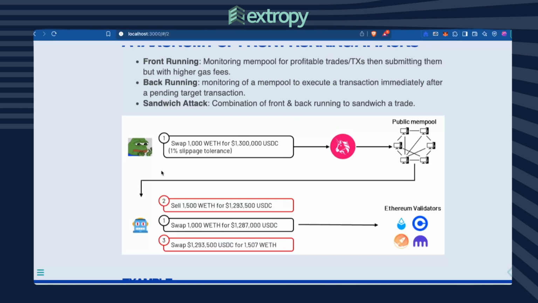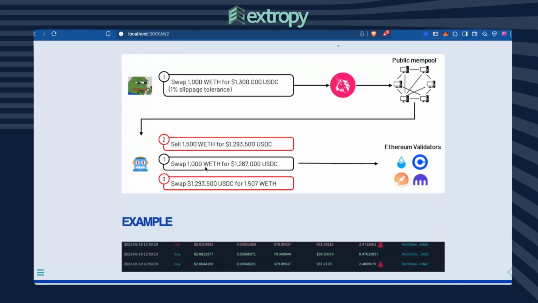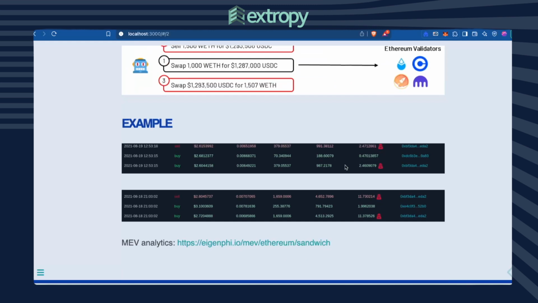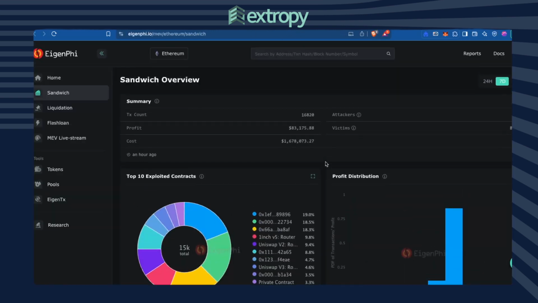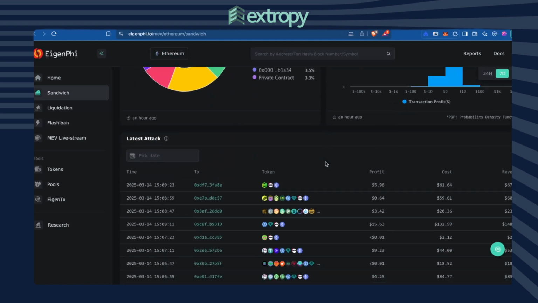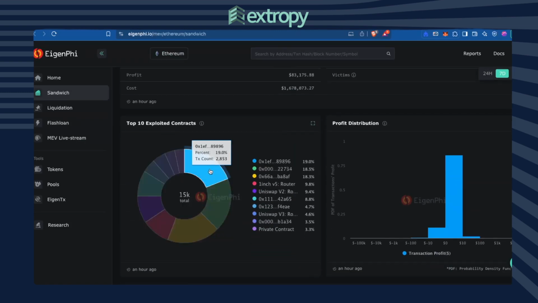All right, so that's sandwich attacks. There's an example here. This was something that also happened in real life, which seemed to get triggered as some trades went in over a certain volume. Then that seemed to trigger the sandwich bots to come in and take some profit out of them. This link here shows you an overview of how much is happening at the moment, and what's being exploited.